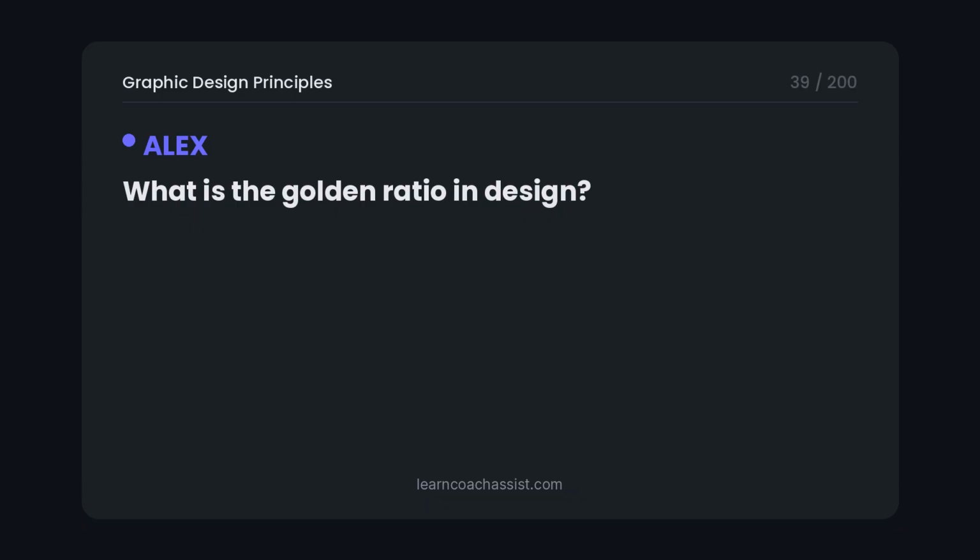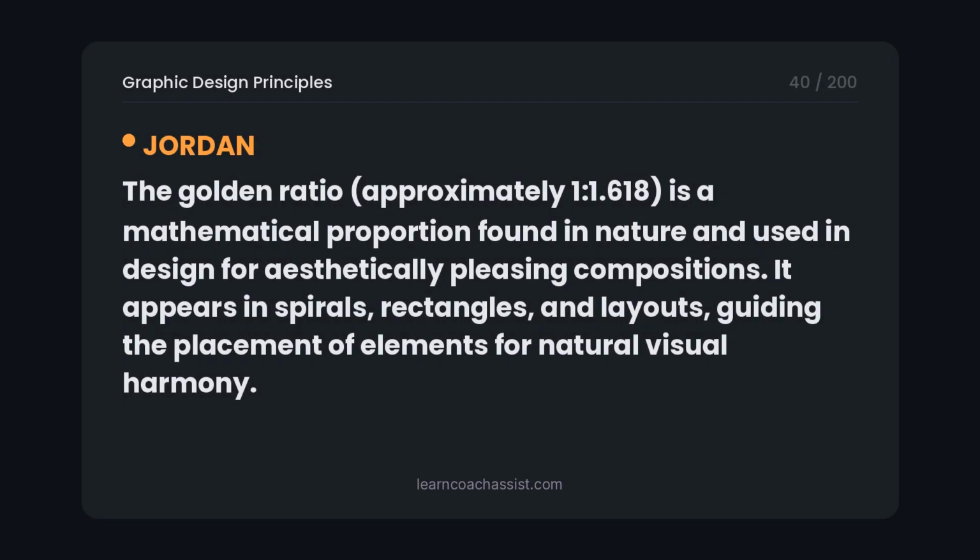What is the golden ratio in design? The golden ratio, approximately 1 to 1.618, is a mathematical proportion found in nature and used in design for aesthetically pleasing compositions. It appears in spirals, rectangles, and layouts, guiding the placement of elements for natural visual harmony.